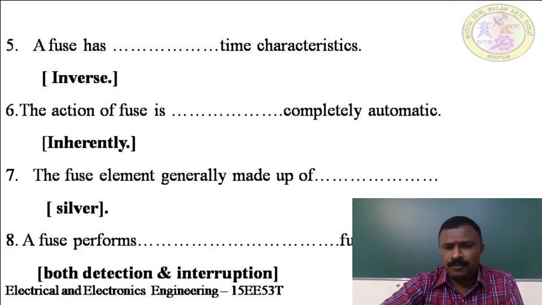Question 7. The fuse element is generally made up of dash. The fuse elements are generally made up of silver. So therefore silver is the answer for question 7. Question 8: the fuse performs dash functions. The fuse will do both detection and interruption. So therefore the solution for this is both detection and interruption.